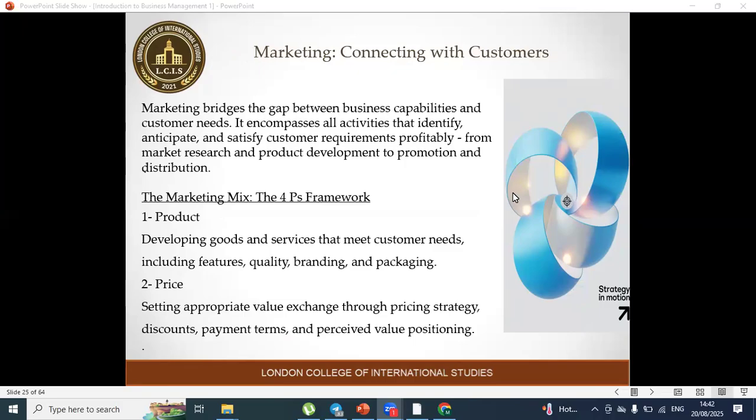Marketing, connecting with customers. So now you have a project, you have your plan, and now that's your way to market your project. Marketing bridges the gap between business capabilities and customers' needs. So we have the business or service because the people need something. Customers or clients need something. It encompasses all activity that identifies, anticipates, and satisfies customer requirements profitably, from market research and product development to promotion and distribution.